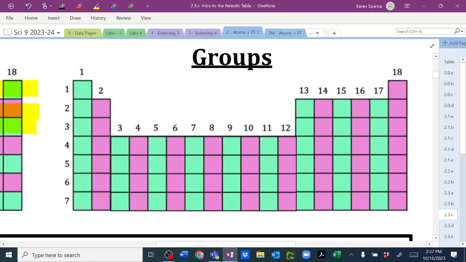A group, on the other hand, groups go which direction? They go up and down. They are vertical. Groups are also known as columns. Well, they're not also known as columns. The columns are called groups. Are you guys familiar with the term column in terms of like a building? You know, like if you look at the Greek buildings, it's got the big pillars. Those are the columns. They go up and down, right?